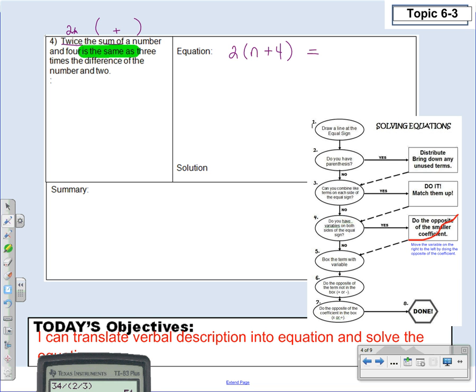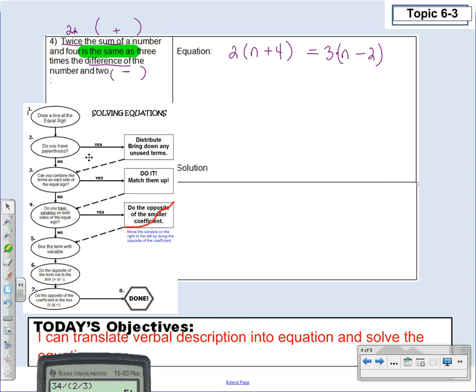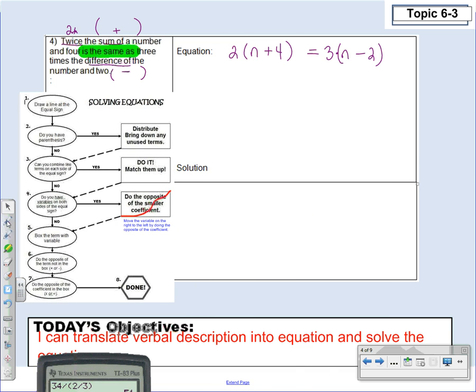After the equal, we have 3 times the difference of a number and 2. So I know I'm going to be 3 times. The difference of is like sum of. Difference means subtract, but because of the of, I do need to multiply. So I'm going to have a parentheses with a minus sign in it. The difference of the number and 2, so the number comes first, 2 comes after the minus sign. We have translated both sides of the equation, and so now we are going to follow our steps in order to solve for our number.